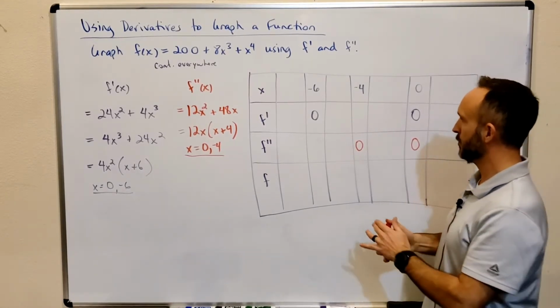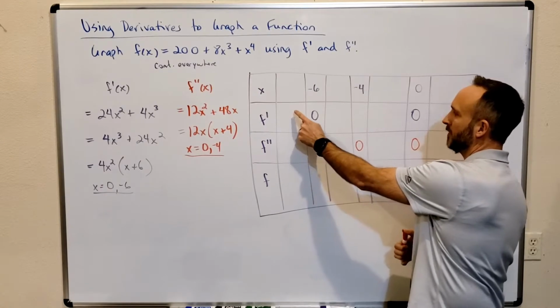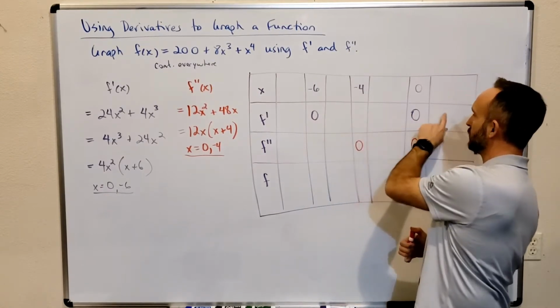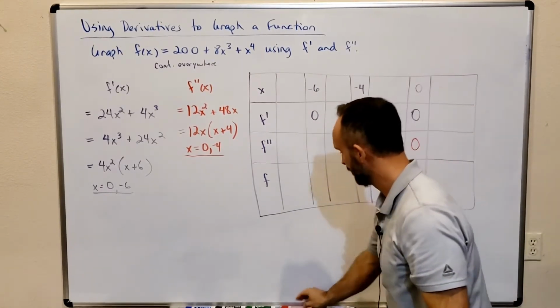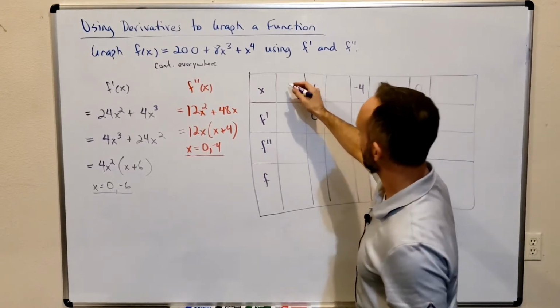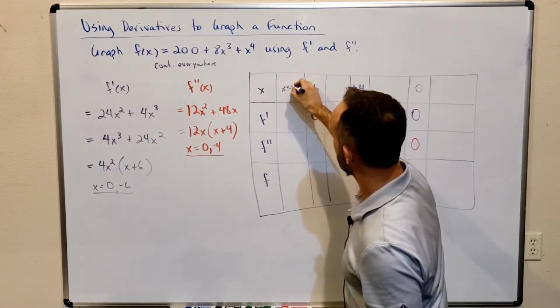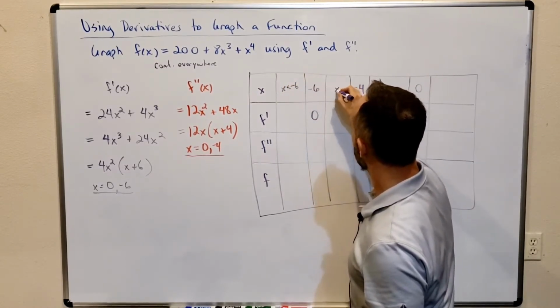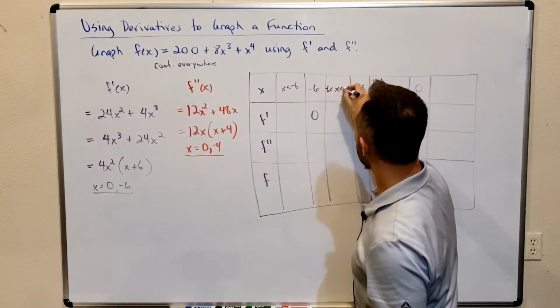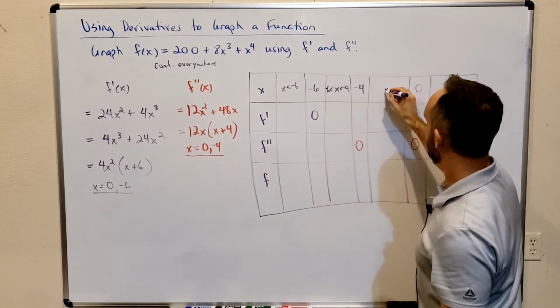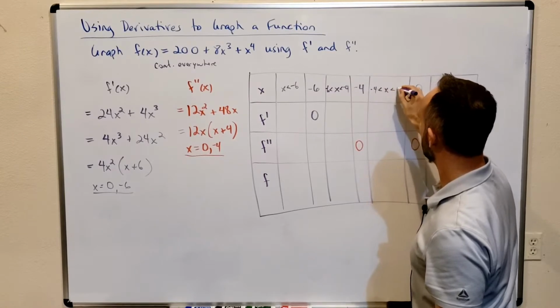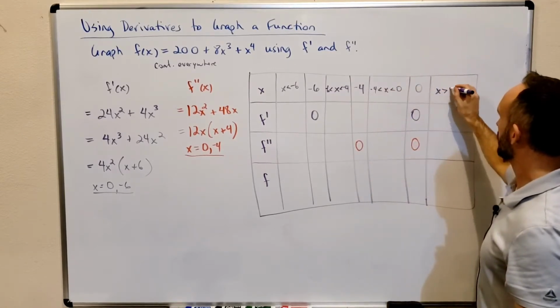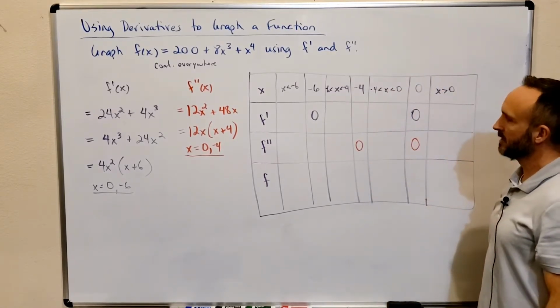Now we're going to go through, and for f prime, we're going to fill in all of these other spots with positives or negatives. And of course, understanding that here we have the x values that are less than negative 6. Here we have the x values between negative 6 and negative 4. Here between negative 4 and 0. And here we have the x values bigger than 0.